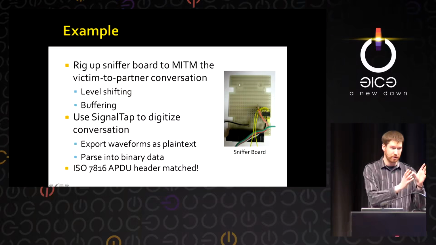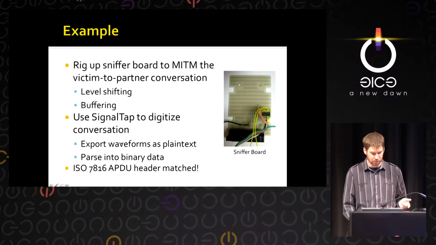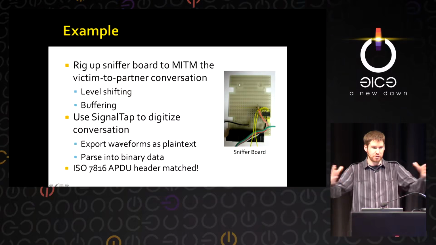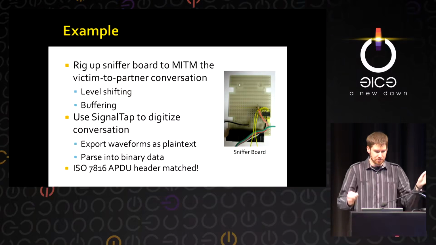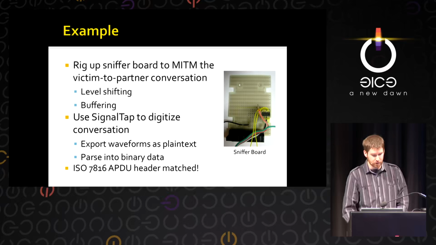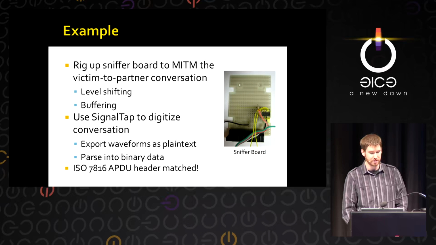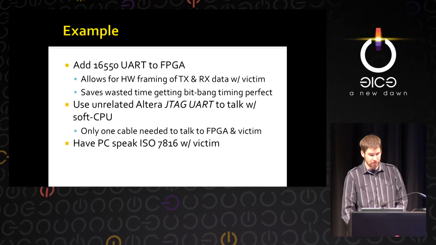And it was only one pin doing that, so my guess was that it was some sort of half-duplex communication going back and forth, because I knew the victim talked to the reader. So then I used that sniffer board to man in the middle of the conversation, and I used that Signal Tap logic analyzer software in the FPGA to export the waveforms as plain text, pack those individual bits back into bytes, and read the byte string. After Googling, I found out that I had an ISO 7816 APDU header. So at that point, this was good.